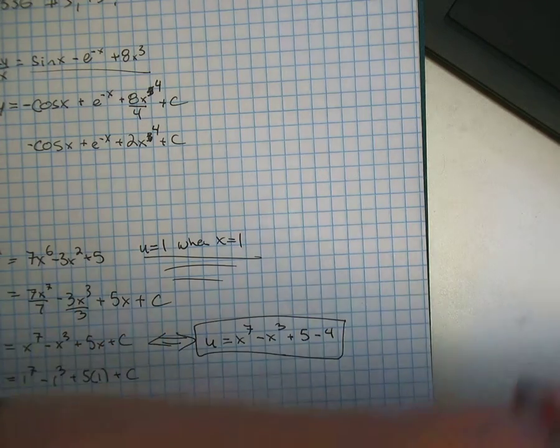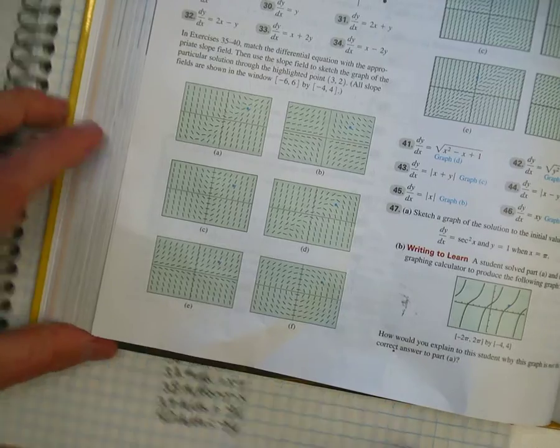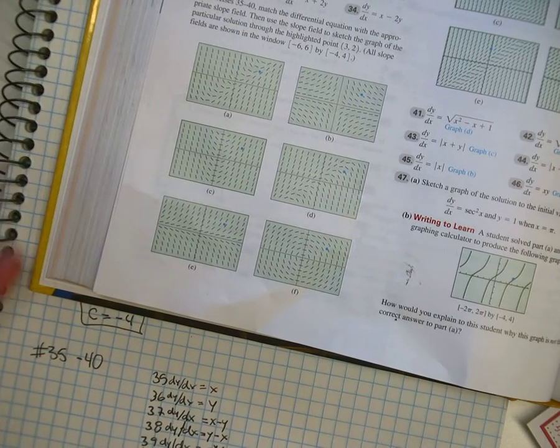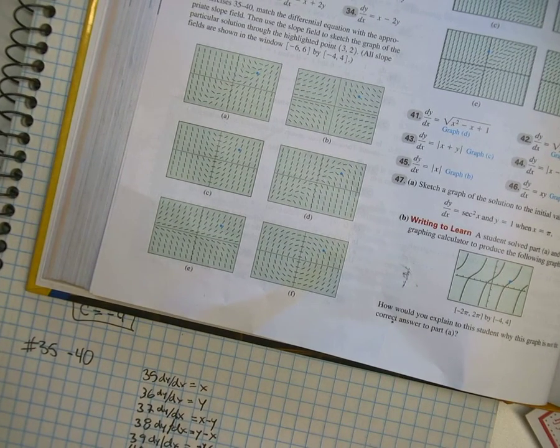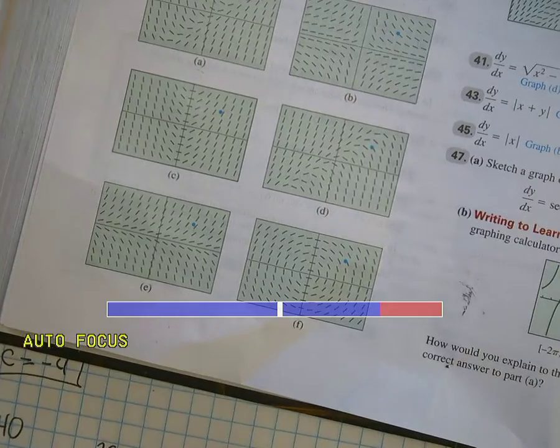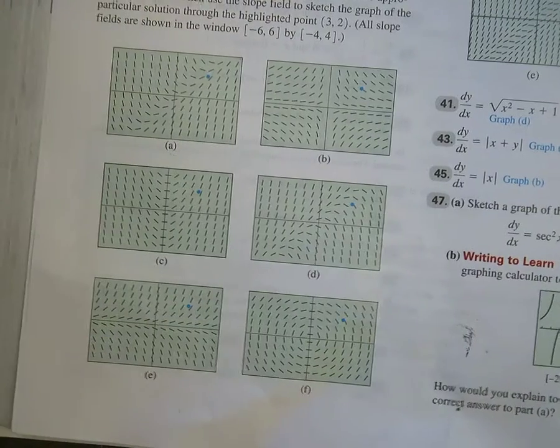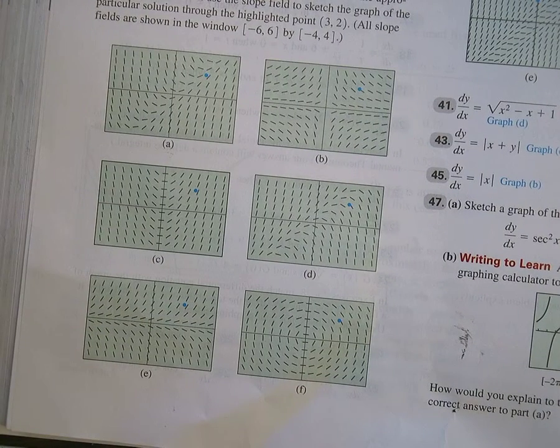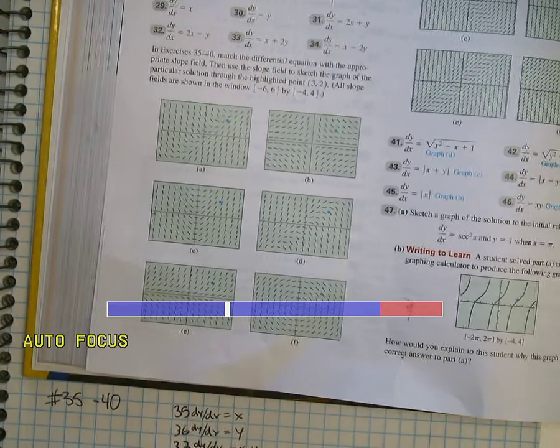So here we go. Let's make sure we can see all this. Okay, so I'm doing problems number 35 through 40. And the book has the graph for you. You don't have to sketch those graphs on there at all.